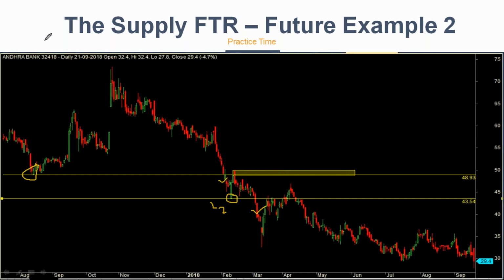This one is Andhra Bank. I want to short Andhra when it comes to 49. What is 49, friends? What is 49? Yes. This is how you can keep bringing double confirmation. I just remembered that. When I plotted this chart, I didn't even remember.